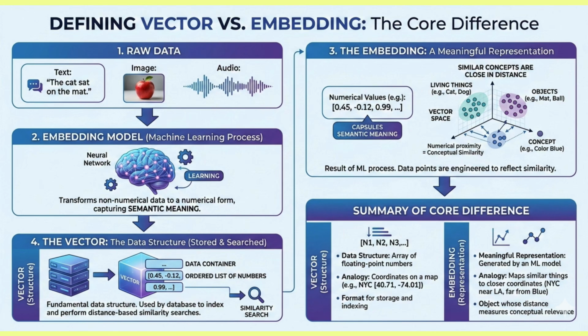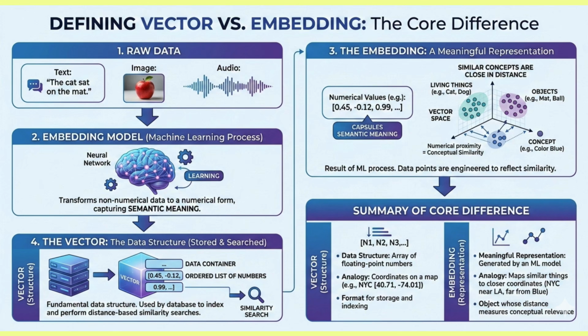If a vector is just the coordinates of a city, the embedding is the coordinates that were chosen to group similar things. In an embedding space, the vector for New York City might be closer to the vector for Los Angeles than it is to the vector for the color blue, because the two cities are semantically similar concepts, which are large US cities. When you perform a similarity search in a vector database, you are comparing the distances between embedding vectors to find the most relevant results.